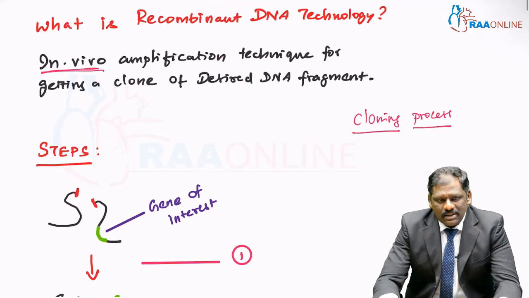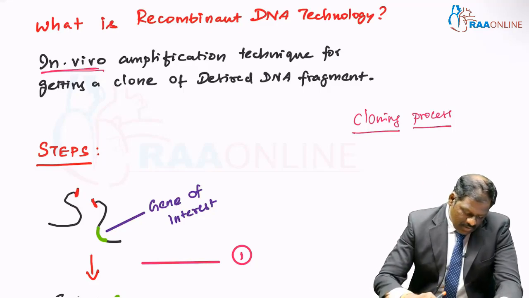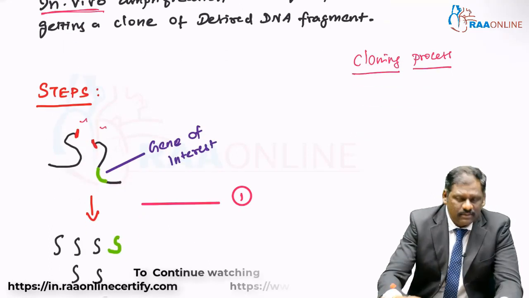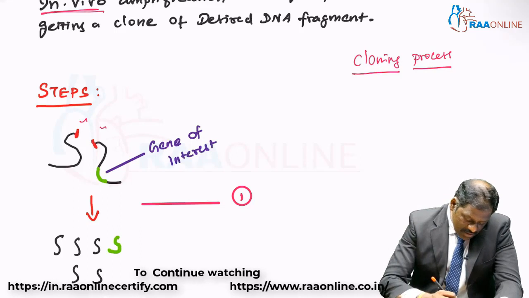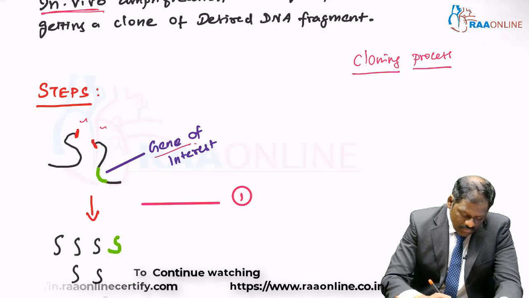So, with this we move on to the steps of recombinant DNA technology. What are the different steps involved in recombinant DNA technology? First, you have an entire genomic sequence, of which the one highlighted in green will be your gene of interest.